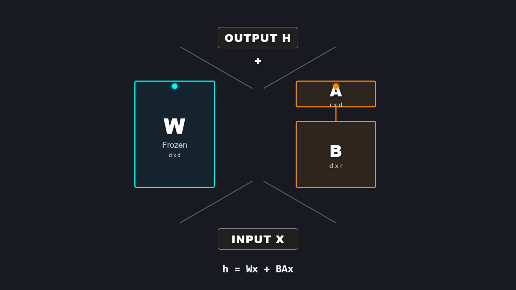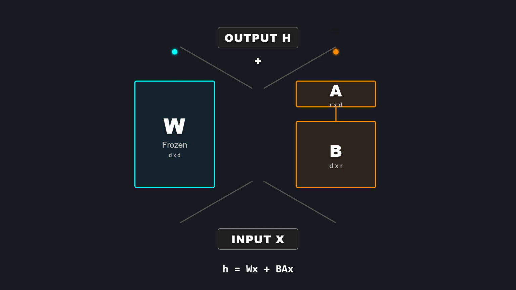During the forward pass, the input vector x is multiplied by the original weight W. Simultaneously, x is multiplied by the low-rank matrices B and A. The output is W times x plus B times A times x. This additive structure is critical for the adaptation process.